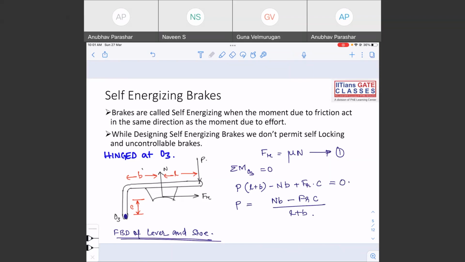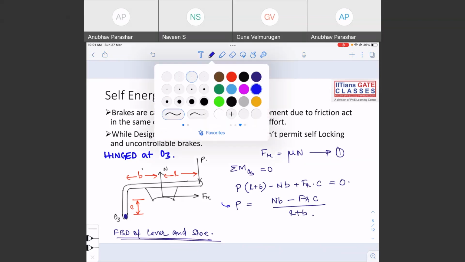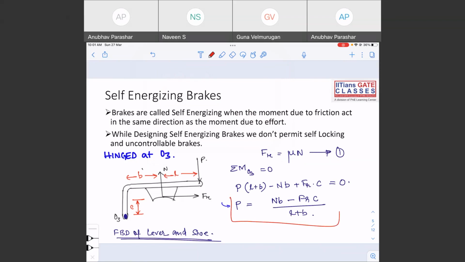So you only have to write one equation, okay? Just one equation. This is what the equation is, right? This is what the effort is. This is so simple. I think this brakes chapter is the simplest in your machine design, even from the GATE point of view.